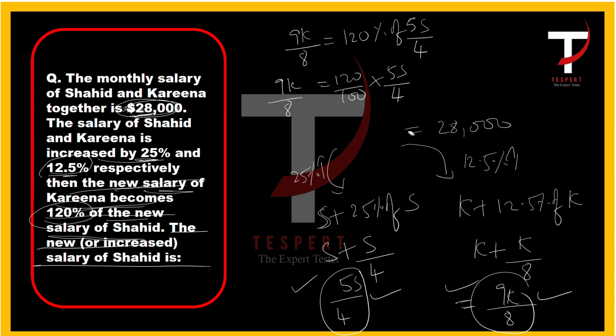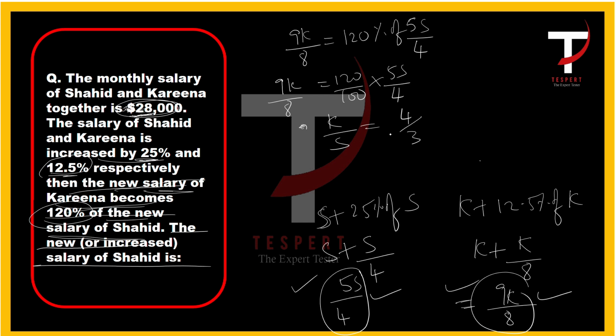Let me erase this. Let me clear this. So we shall find the ratio. After you just calculate this, you will get K by S. Okay, the salary of Karina and the salary of Shahid will be in the ratio of 4 by 3. So 4x represents Karina's salary and 3x represents Shahid's salary, right? So in this ratio we will divide the salary. What is the entire salary? It's 28,000, of course, $28,000. So the Karina and Shahid ratio is 4:3.